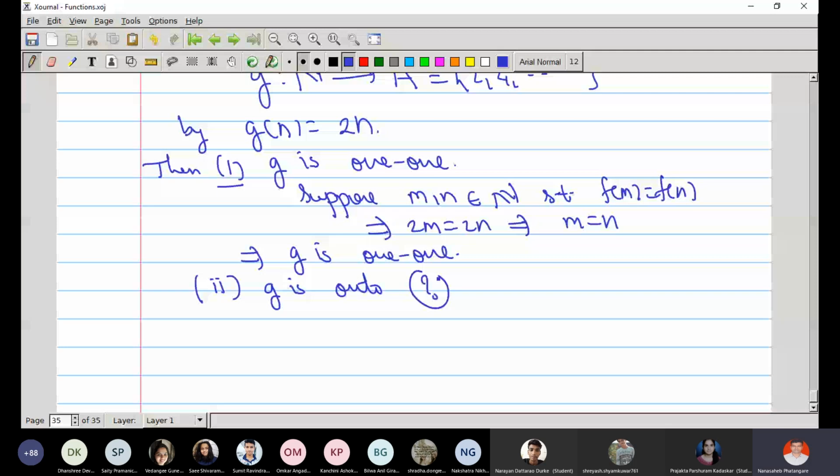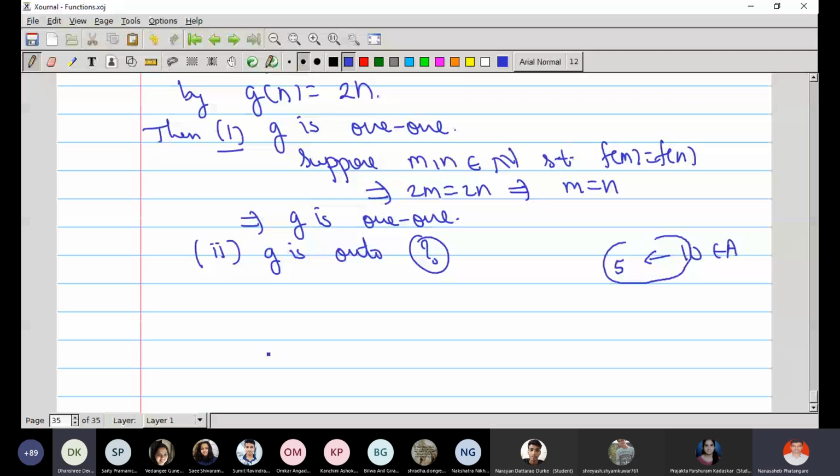For example, if you look at 10, 10 is in A, correct? What is its preimage in domain natural numbers? What is its preimage? 5. Very good. Can you produce preimage for every element? Yes, sir.